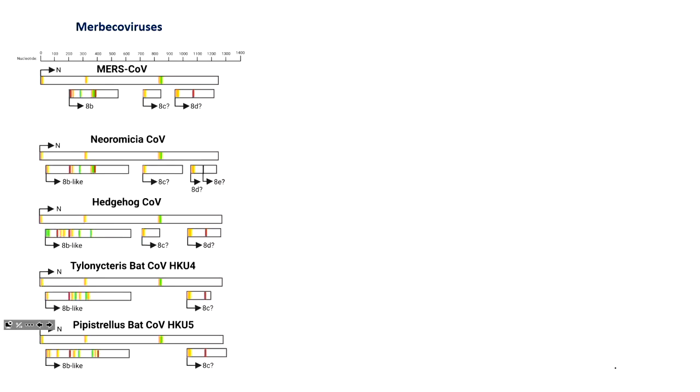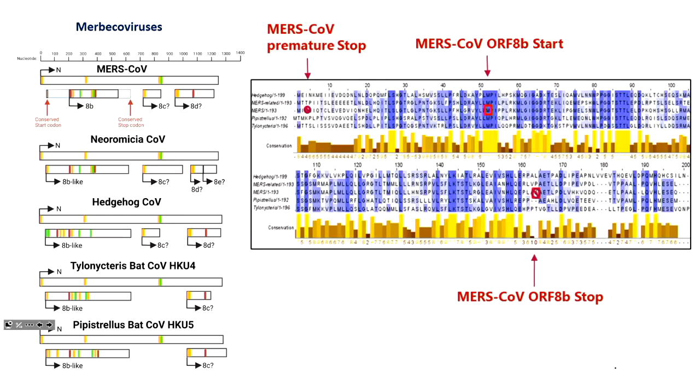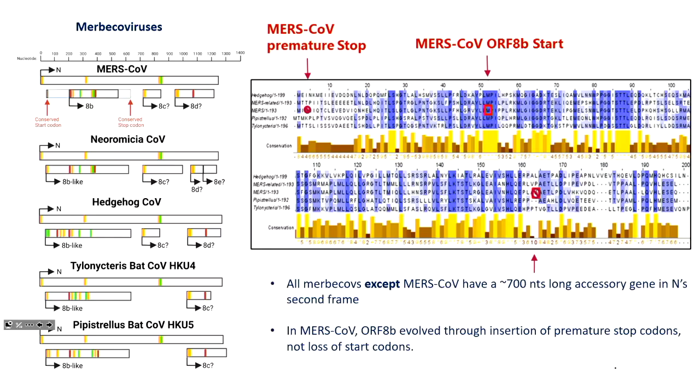But if you look at all the other merbecoviruses, they also have a longer ORF8b-like gene that's longer at its N-terminus and C-terminus. If you look even more closely at the second reading frame of MERS-CoV, there's actually a conserved start and a conserved stop that align perfectly with the start and the stop of the other ORF8b-like genes. So much so that if you align the amino acid sequence of these proteins from the very conserved start to the very conserved stop, there's substantial conservation even outside the core ORF8b protein, which suggests that maybe all merbecoviruses had an approximately 700 nucleotide long accessory gene in N, but then in MERS, ORF8b got truncated twice, by insertion of stop codons, twice.